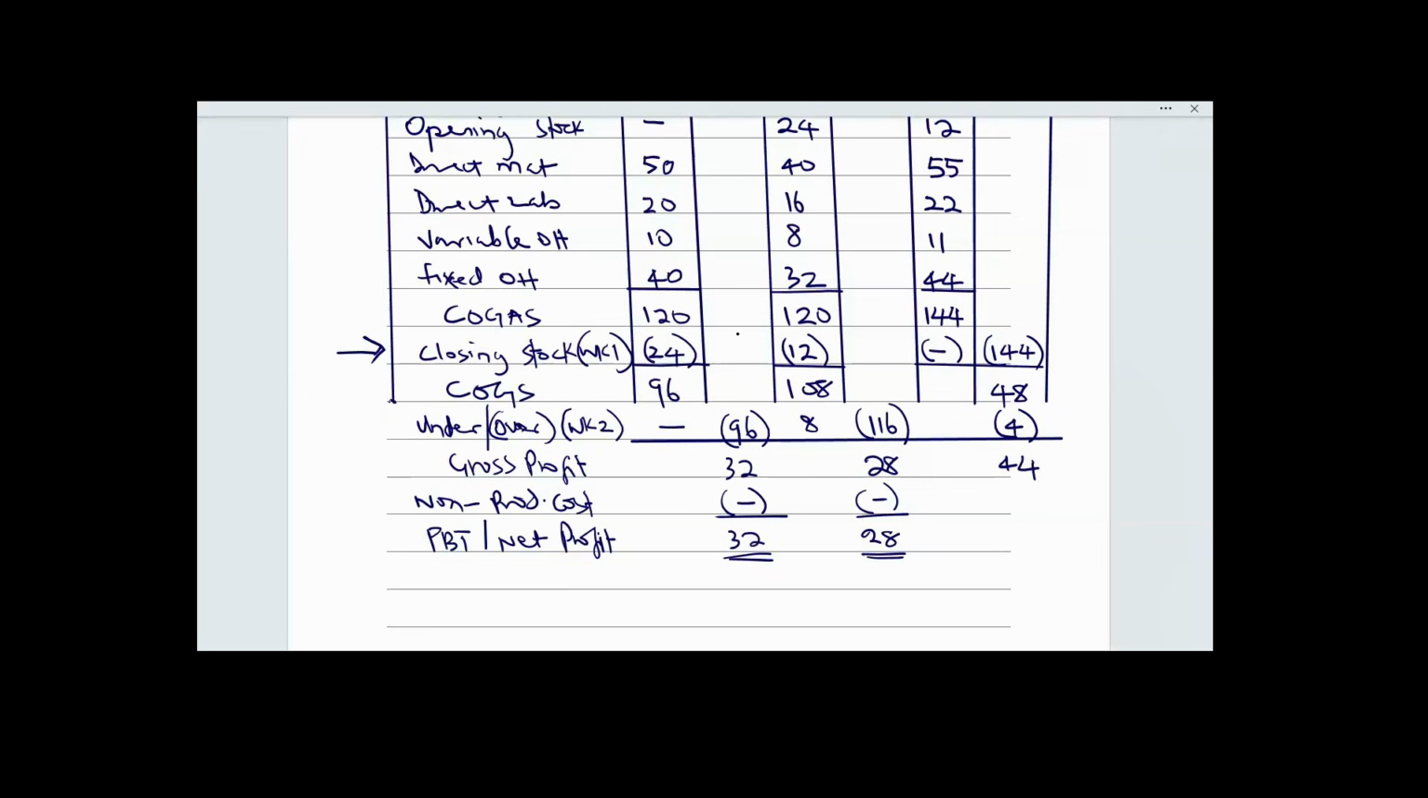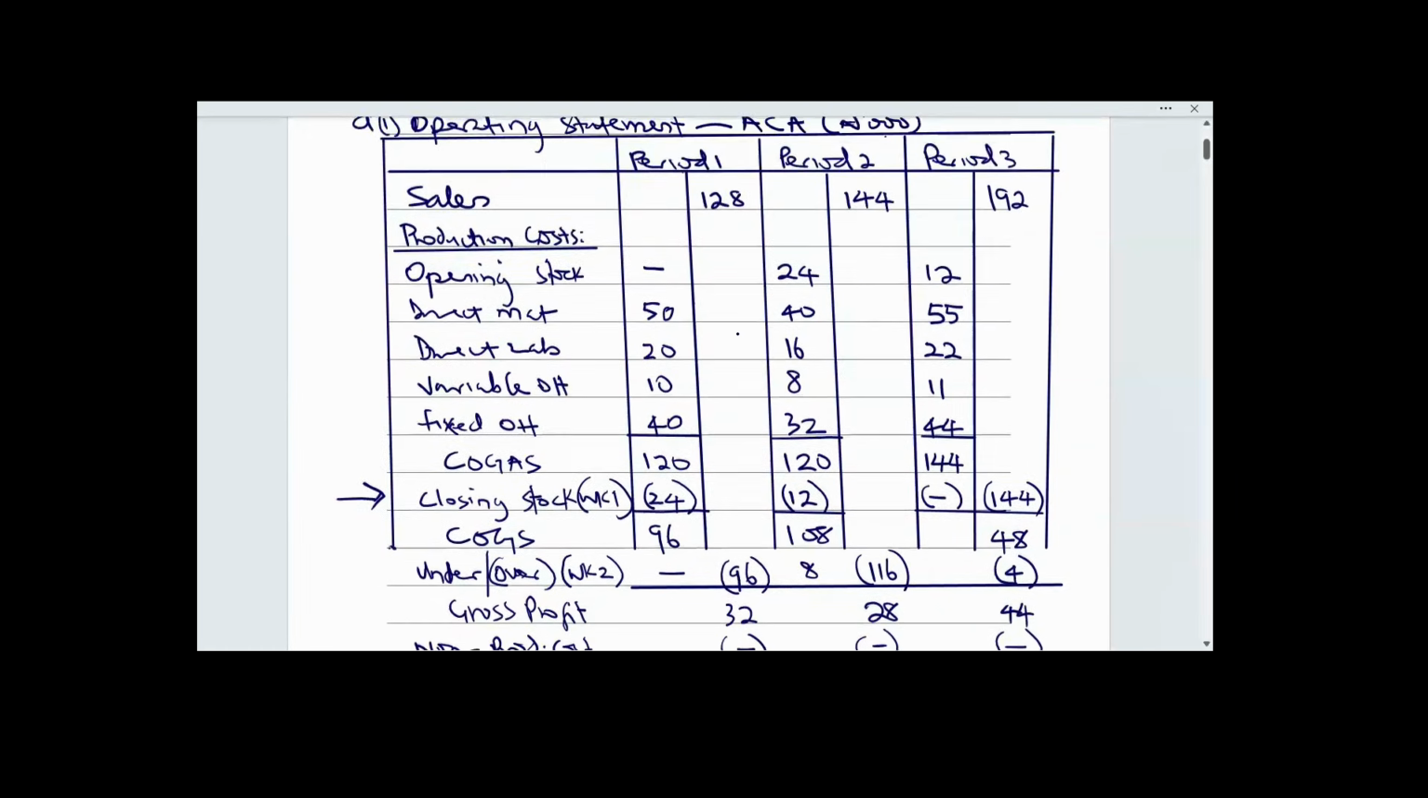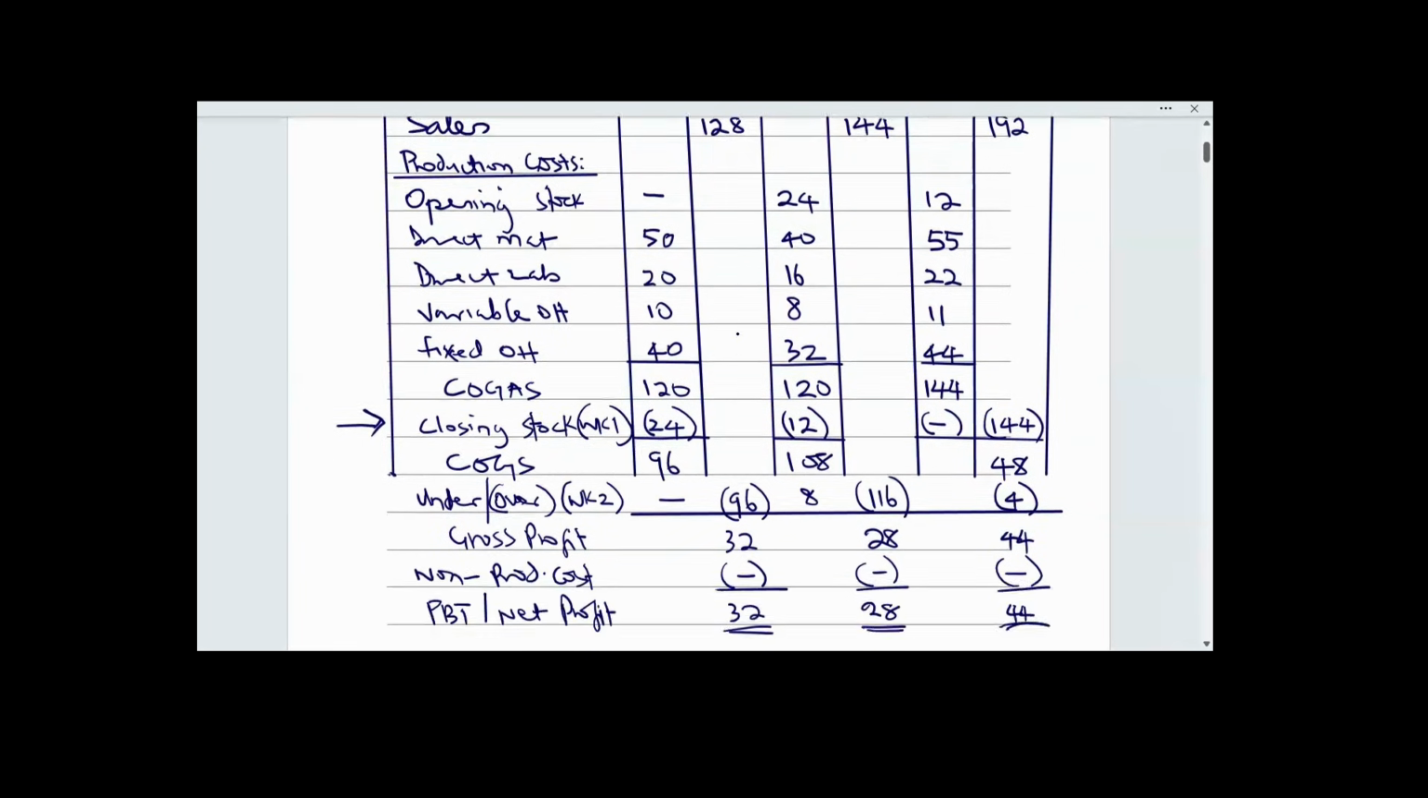Since we do not have non-production costs, the 44,000 will then represent the profit before tax, or net profit. Here will be 44. So we are done. This is how to present income statements using the absorption costing method.